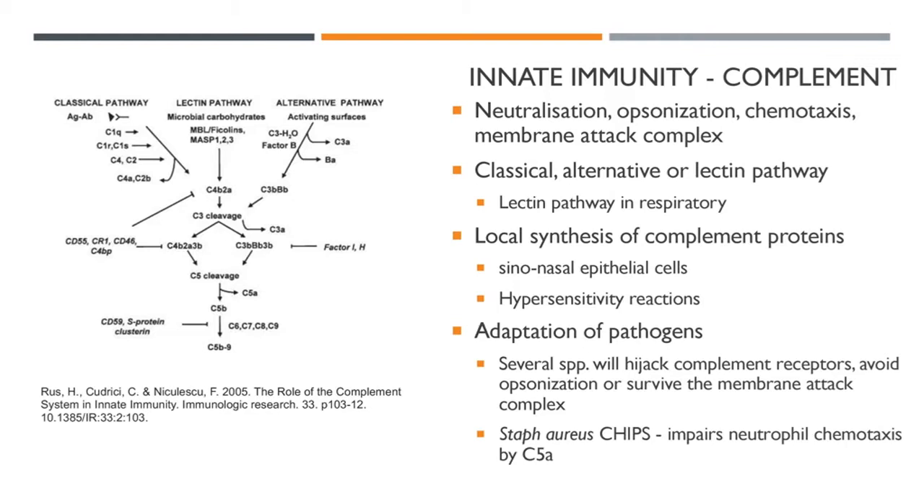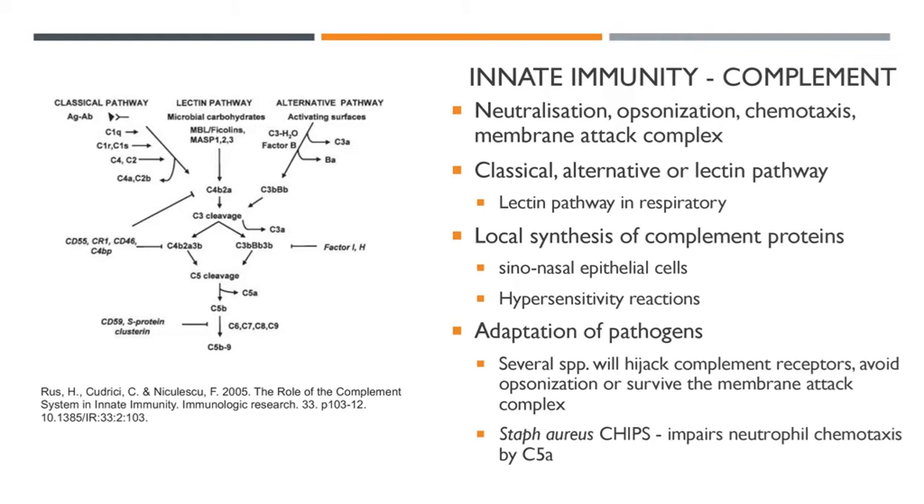The lectin pathway appears particularly important in the respiratory system, as deficiency in the mannose-binding lectin protein has been linked to lower respiratory tract infections. The majority of complement proteins are produced in the liver and exist in plasma, though evidence of mRNA in sinonasal epithelial cells suggests the production of local complement proteins following infection or hypersensitivity reactions.